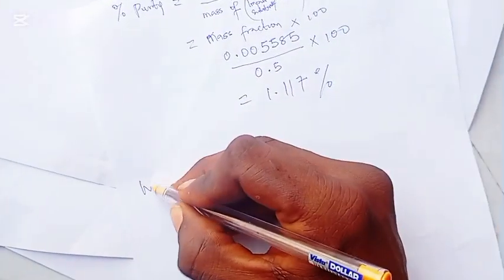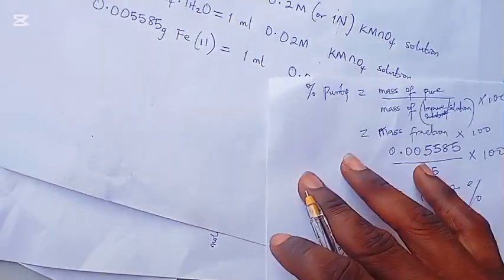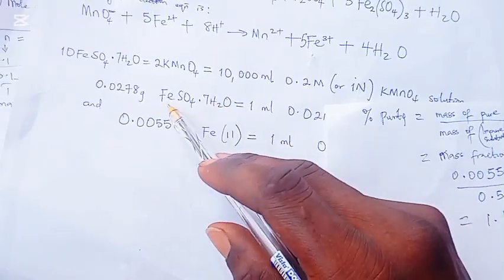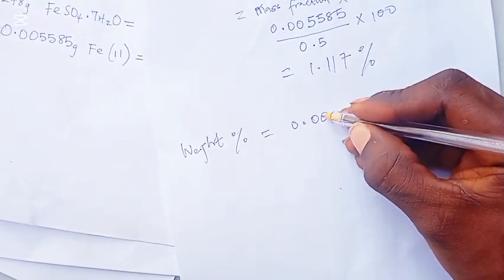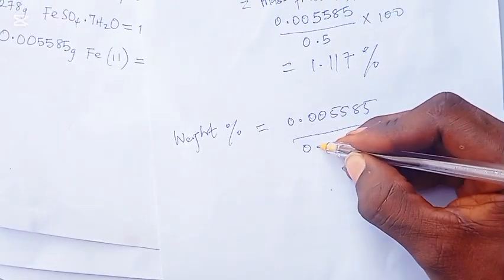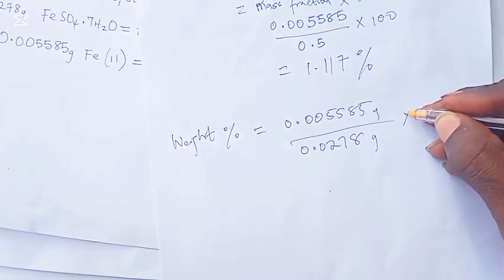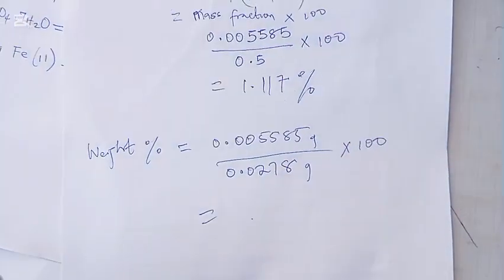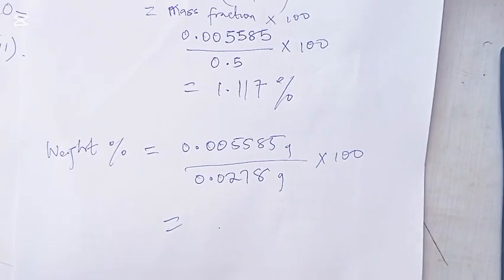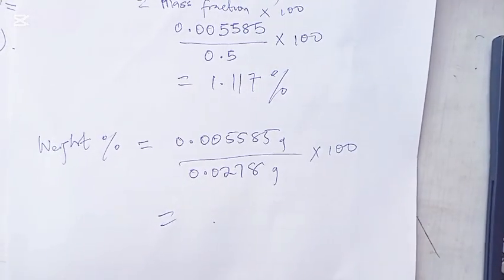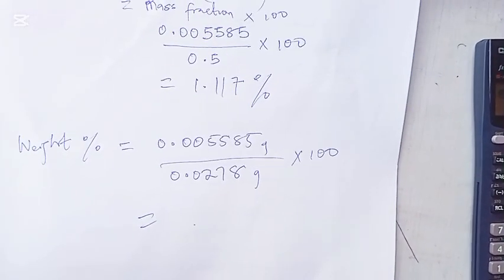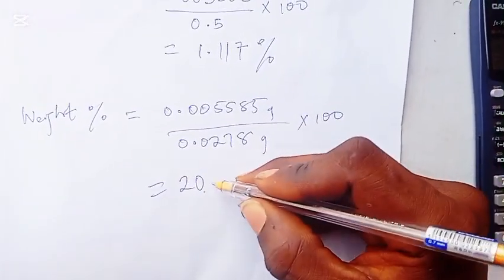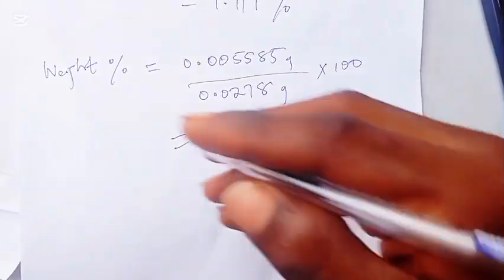So you're getting around 1.117%. Now if I want to get the weight percent, it will simply be mass of solute all over mass of solution times 100. So in that case, I'll simply do 0.005585 all over 0.0278 gram times 100. If you do this, you should have 20.1%. So this is the weight percentage, and this is the percentage purity.